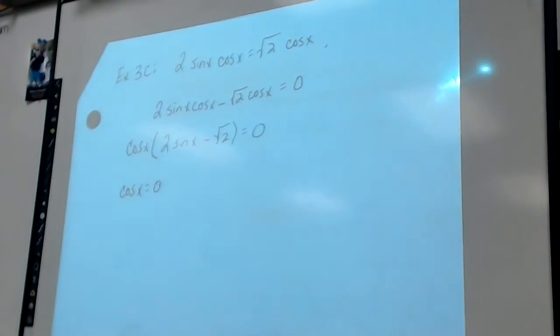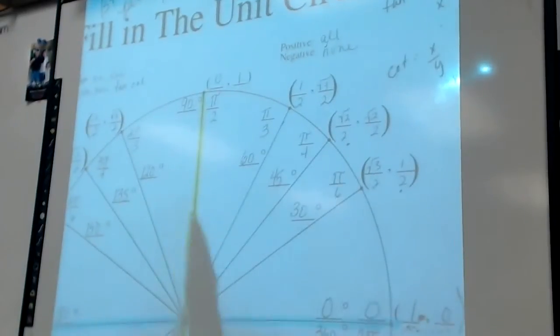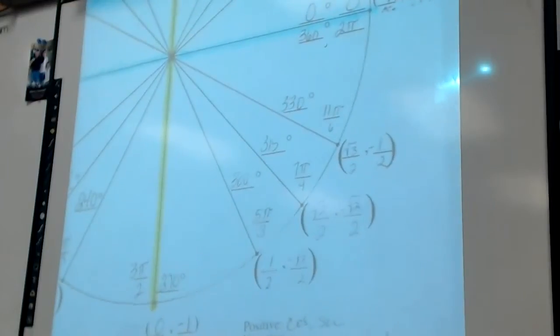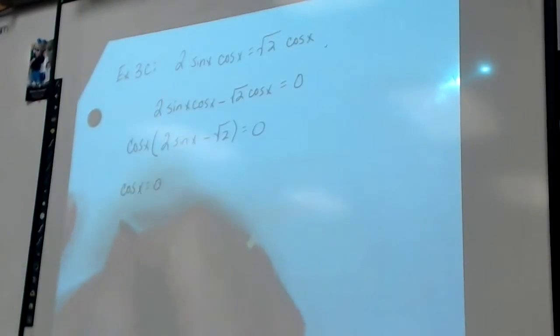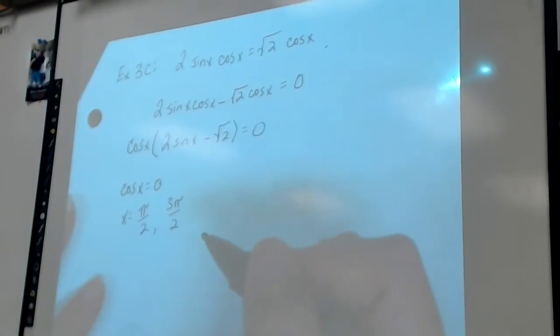So some of our solutions are going to be when cosine equals 0. You'll need your unit circle. Cosine is your x value. So x is 0 at pi over 2 and 3 pi over 2.